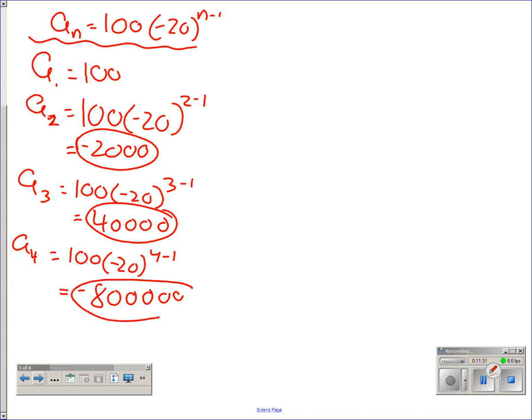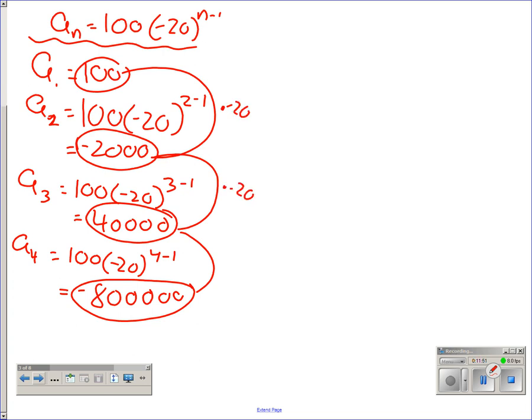So let me check my math on that. Any issues with that? And you can even see the pattern happening. Like we're going from 100 down to negative 2,000, up to 40,000, down to negative 800,000. We're just multiplying by negative 20 each time. Okay. So any issues there?